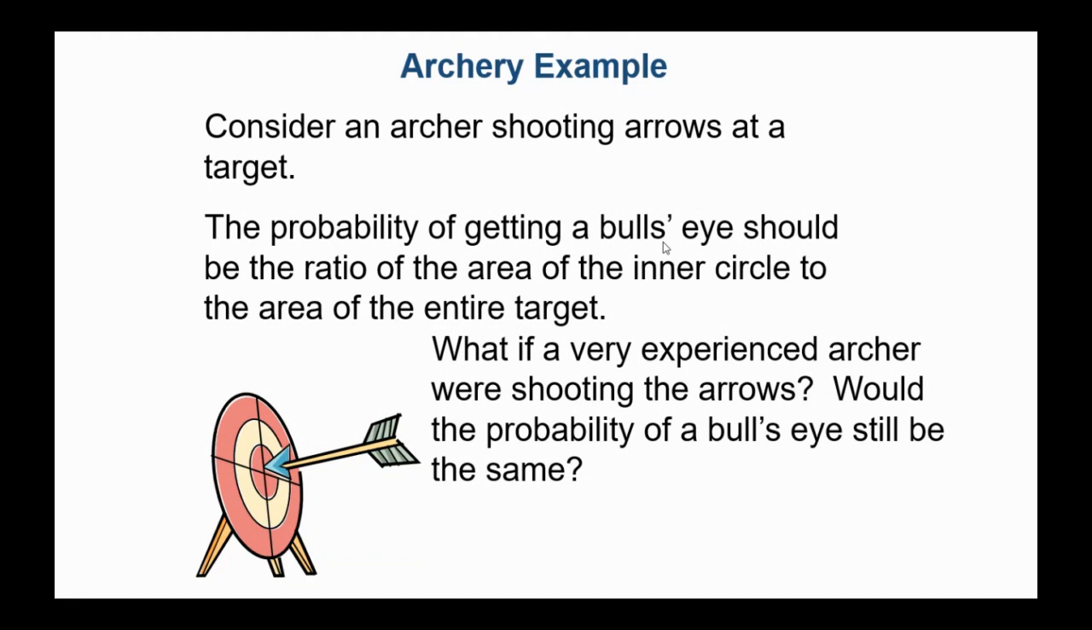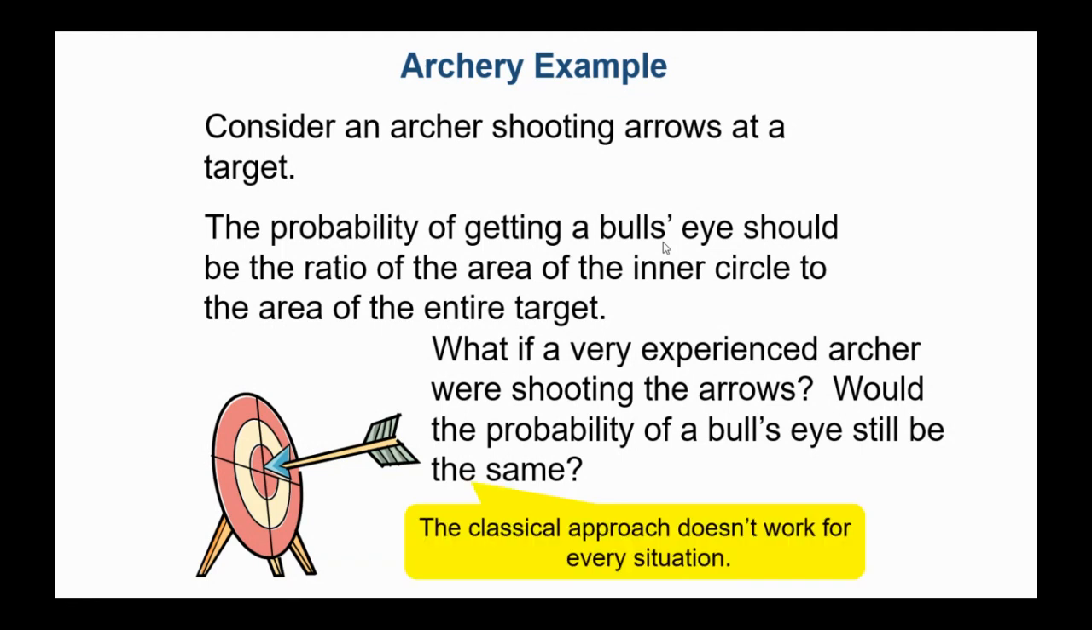No. I probably wouldn't be able to hit the target if it was 2 inches in front of my face, where I could just take the arrow and boom, yay, I hit it. I probably still wouldn't be able to hit it. So our classical approach doesn't work for every situation. It won't work in this case because there's different probabilities.